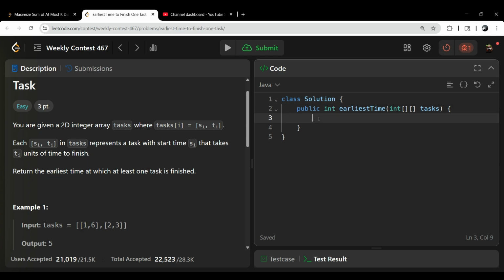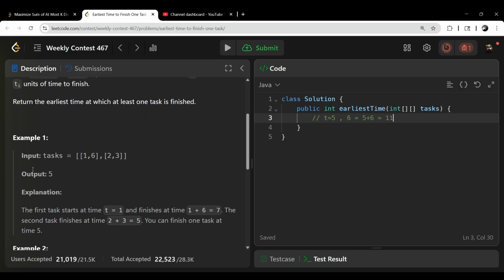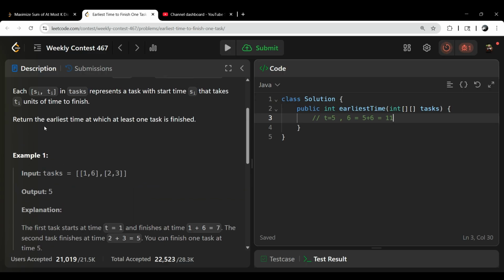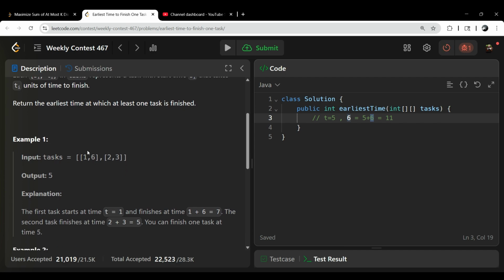So if a task is starting at t equal to 5 and it takes 6 units of time, at what time will the task complete? It is 5 plus 6 is 11. At t equal to 11 this task will get finished. So what we have to do is return the earliest time at which at least one task is finished. That means start time plus time taken, and we have to return the minimum of that.